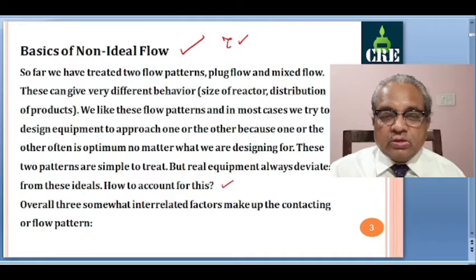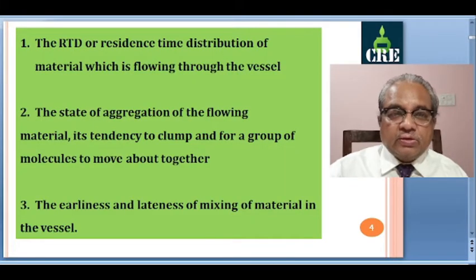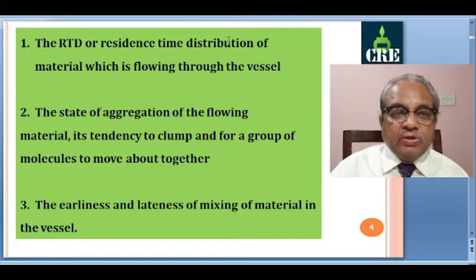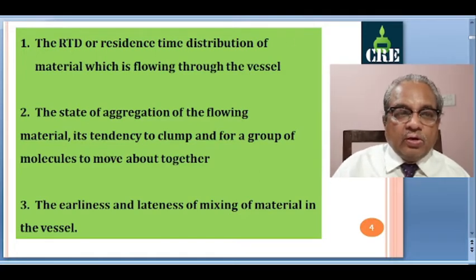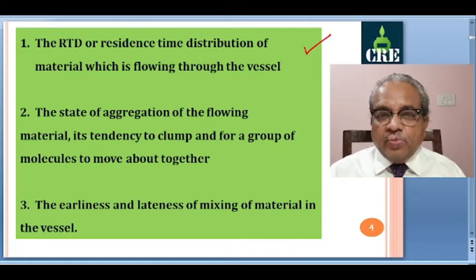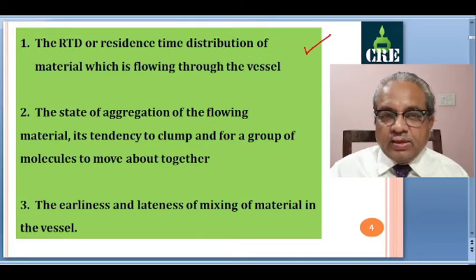So overall, some interrelated factors make up the contacting or flow pattern. So these things are RTD, or residence time distribution of the material which is flowing through the vessel. That means now we are looking at the micro level. So whatever is entering the reactor may stay for shorter time than tau or for longer time than tau, and there will be some distribution. So what is that? That we will see.